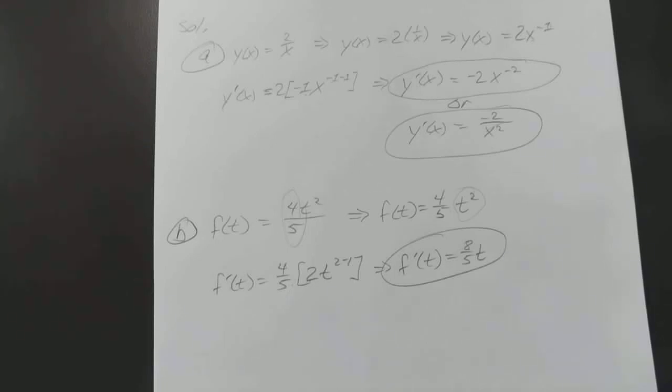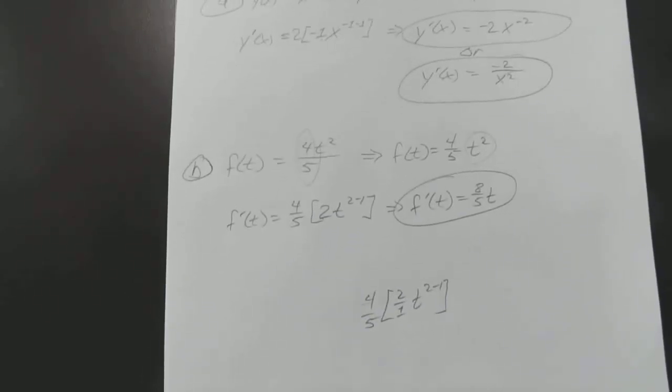All right. I'll leave that up for a few seconds. You times 4/5 by 2, and that's how you got the 8/5. Yeah. Or you could have just written it as 4/5 times 2 over 1, t to the 2 minus 1. Then it's just 8 over 5. Oh, there we go.